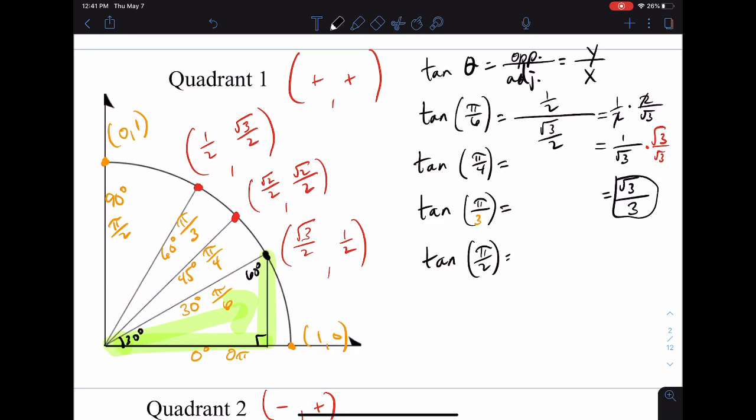Okay, you can do that for the rest of them as well: pi over 4, pi over 3, pi over 2. For pi over 2, you have 1 over 0, so it's y over x. Anytime 0 is on the bottom, we're going to have undefined. We call it undefined because there is no answer. If you put it in your calculator, you're going to get an error.